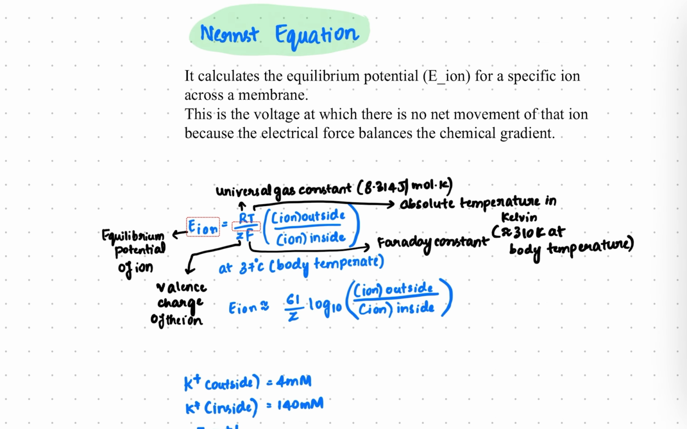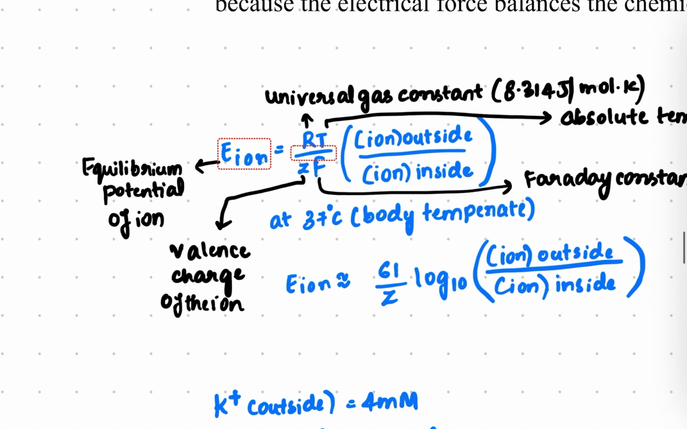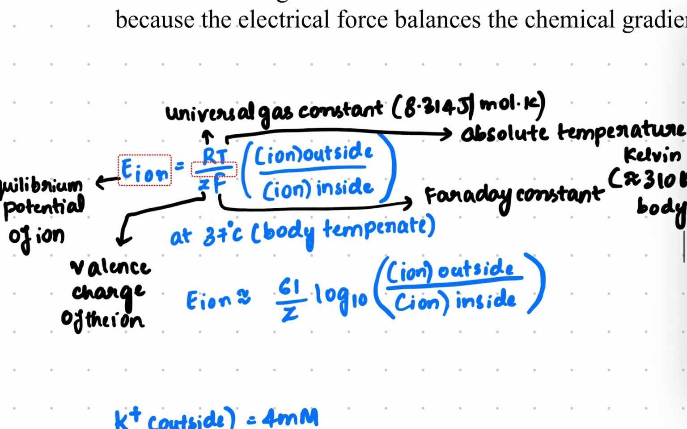Next is the Nernst equation. It calculates the equilibrium potential for a specific ion across a membrane. This is the voltage at which there is no net movement of that ion, because the electrical force balances the chemical gradient. Let us see the equation. For any ion, the equilibrium potential is equal to R T by Z F multiplied by the log of ionic concentration outside by ionic concentration inside. E is the equilibrium potential of the ion, R is the universal gas constant, T is the absolute temperature in Kelvin, Z is the valency charge of the ion, and F is the Faraday constant.